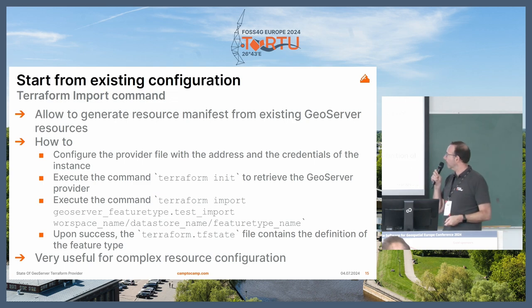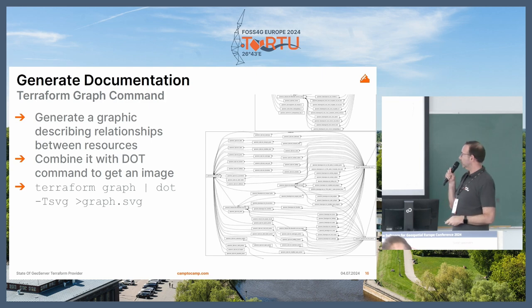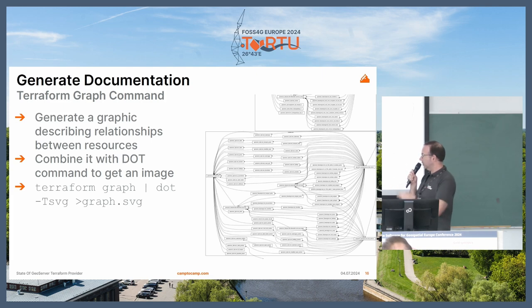There is also a Terraform graph command, which can be used to generate a graphic of the resources and to help you with the documentation of your system. You just combine that with a dot command to get this kind of image.